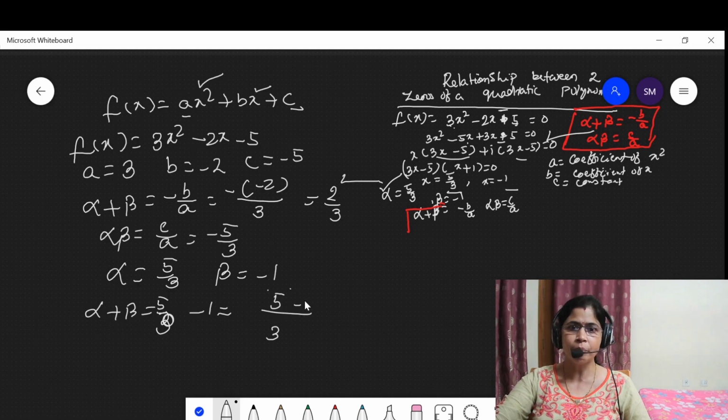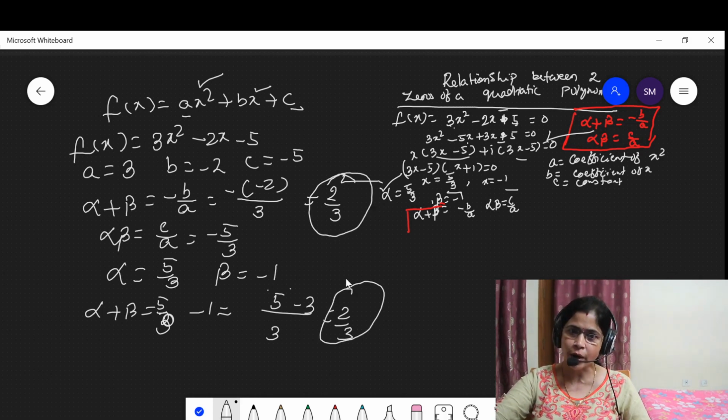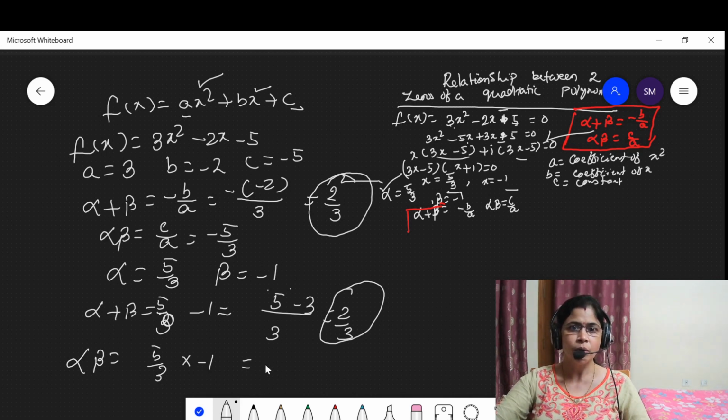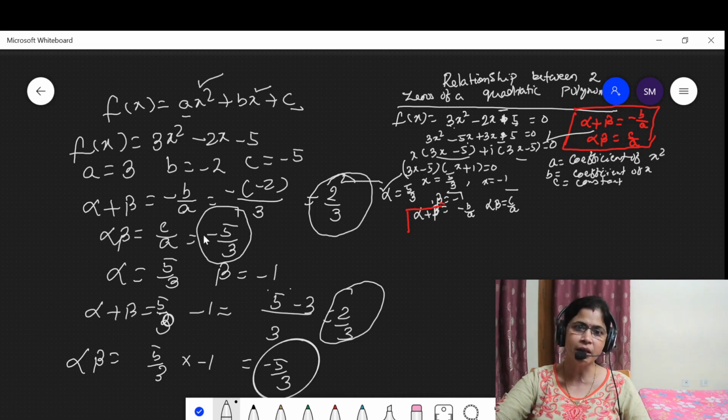This is 5 minus 3, which is equal to 2 by 3. Yes, we get this: alpha plus beta is equal to 2 by 3. Now let us find alpha into beta. Alpha into beta is equal to 5 upon 3 into minus 1, which is equal to minus 5 by 3. Yes, this is alpha into beta, minus 5 by 3, which is equal to c upon a.